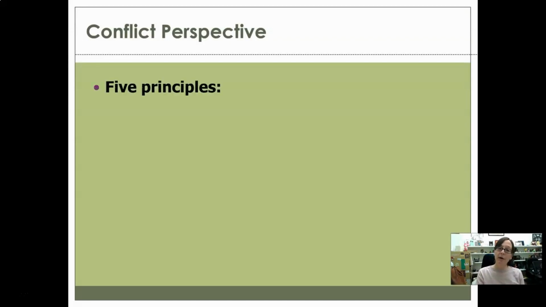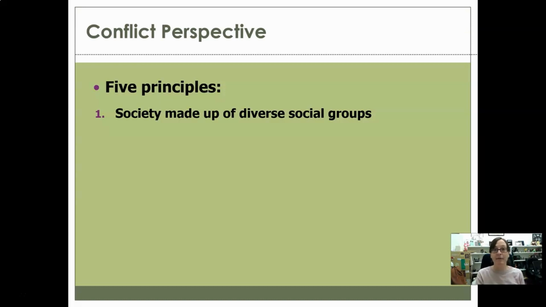There are five major principles of the conflict perspective. The first is that we have these diverse groups. It's the assumption that there are diverse social groups that think differently, behave differently, believe different things, and have different ways of seeing the world.